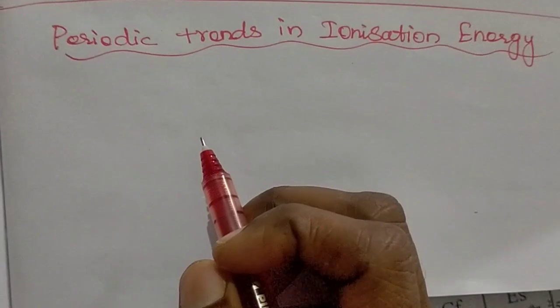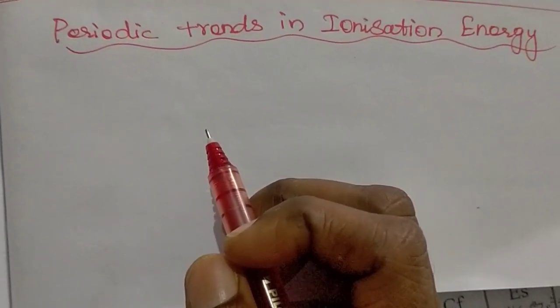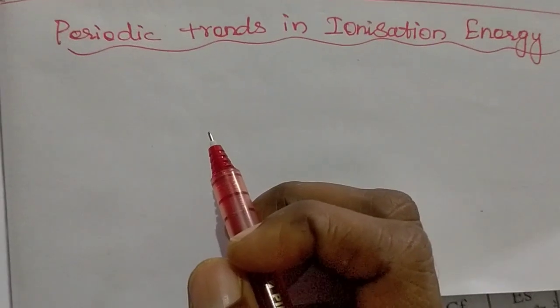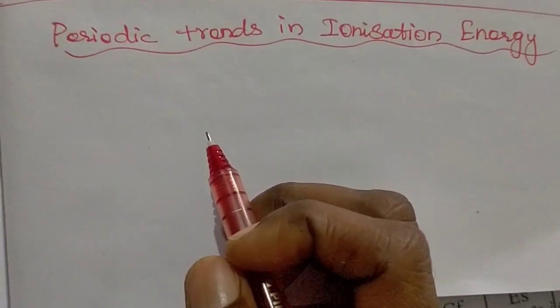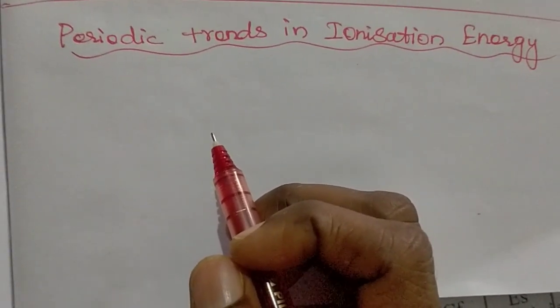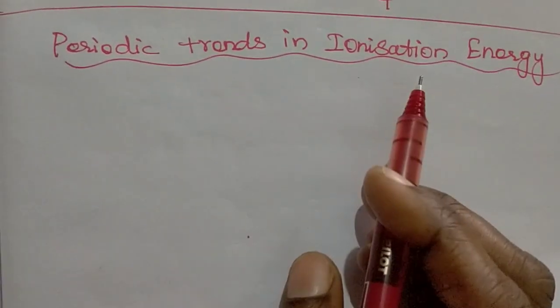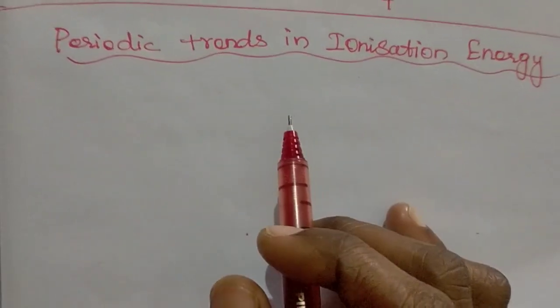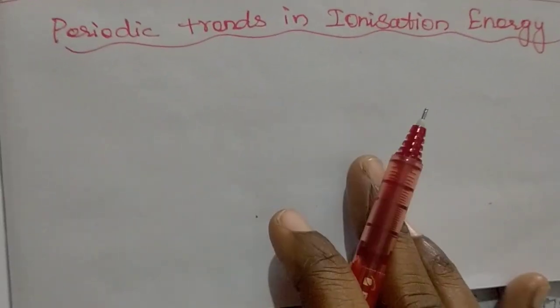Today we will discuss the topic periodic trends in ionization energy. You already know about ionization energy. It's the minimum amount of energy required to remove a loosely bound electron from the orbital in an isolated neutral gaseous atom. Okay, so there is some variation in the ionization energy in the periodic table, period wise, and also in the groups.